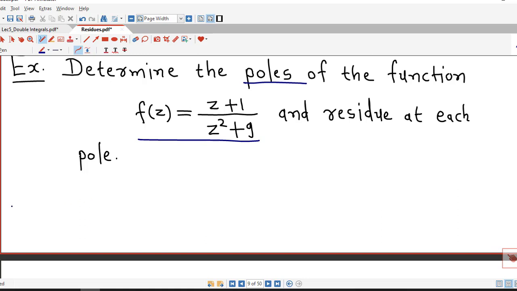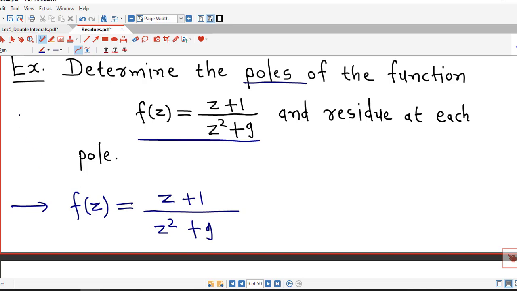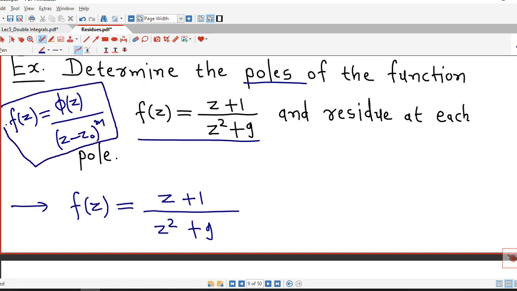So first we write down the given function f of z equal to z plus 1 divided by z square plus 9. To decide the poles, we have to first check whether we can write our function f of z in this form, phi of z over (z minus z0) raised to m. If we can write our function f of z in this form, where this function phi of z is analytic at z0 and phi of z0 is non-zero, then z0 is a pole of order m.